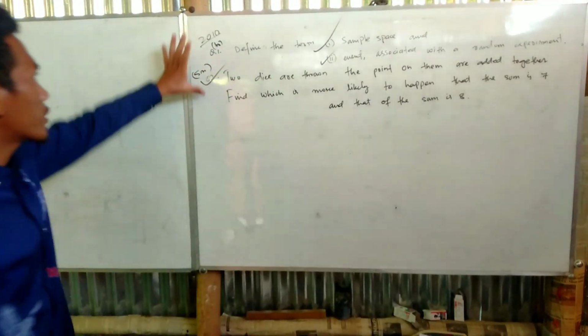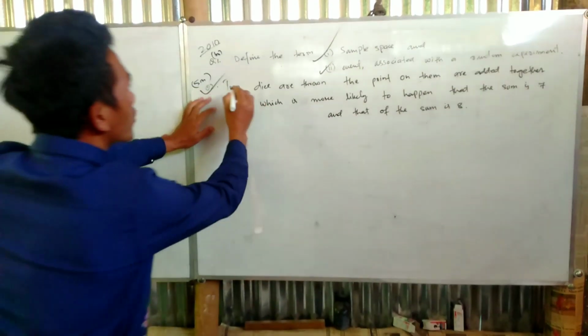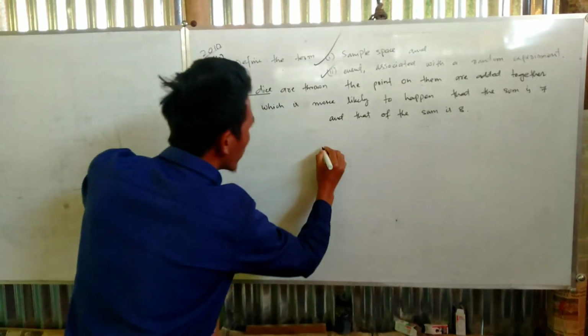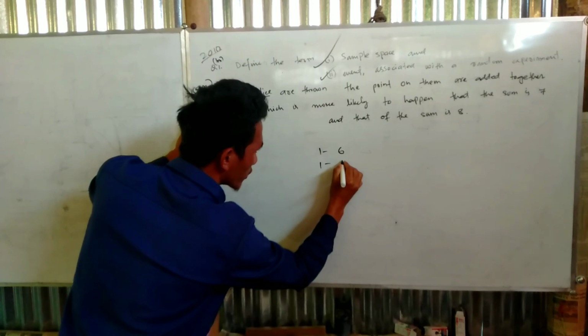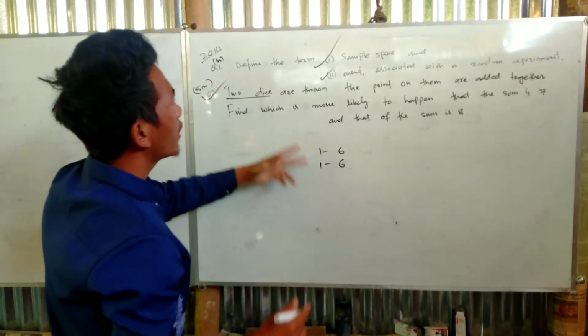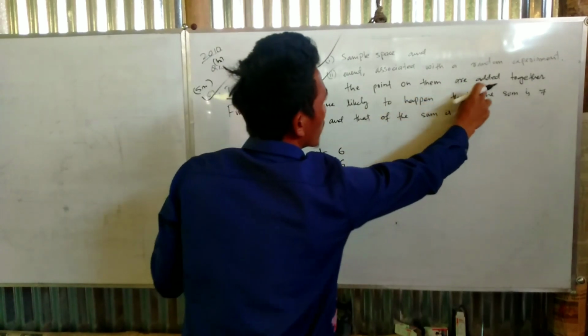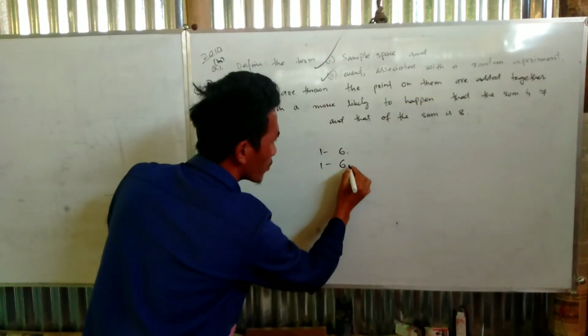This is a 5 mark question that came in 2010. The question says that 2 dice are thrown. One die has 6 faces. The other die also has 6 faces. If you throw them, there must be one result.